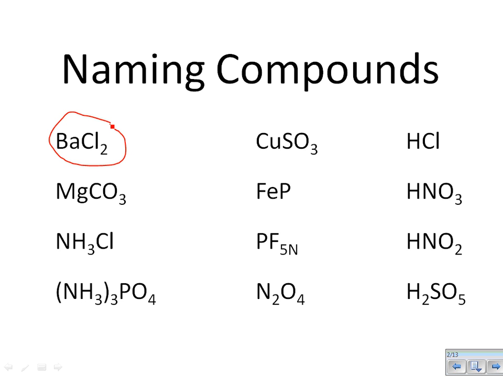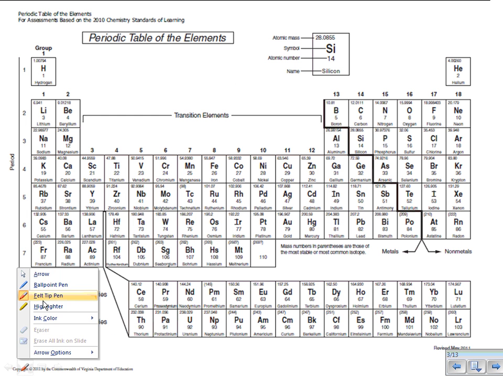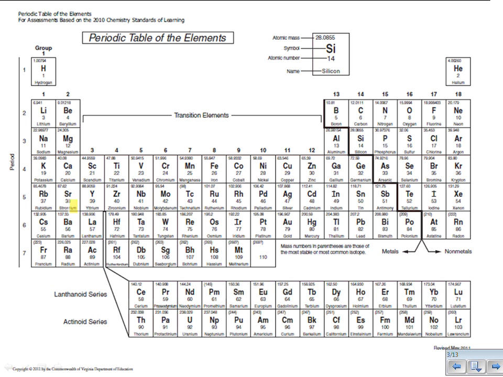And the first step that I do when I name compounds is the same no matter what. I always take a look at this first element here, and then I also take a look at what it's bonded to, and I try to find them on the periodic table. So let's go to our periodic table and see if we can find Ba. It's right here. Okay, and Cl, chlorine, is over here.